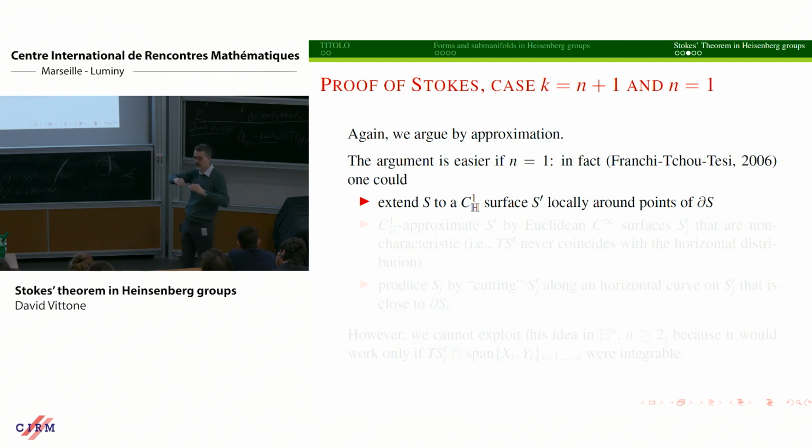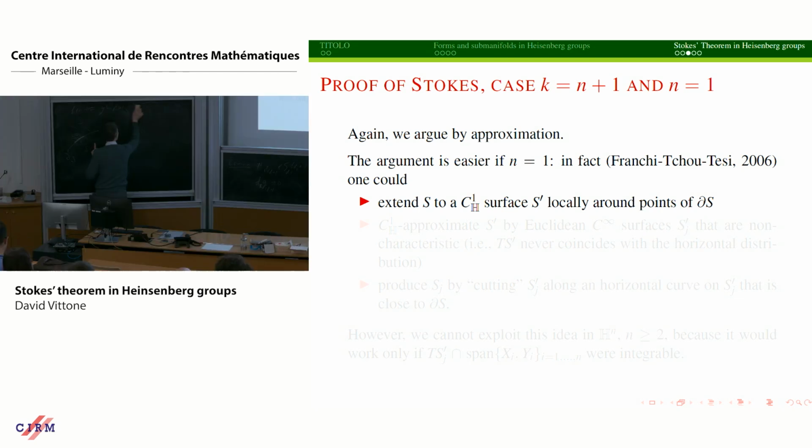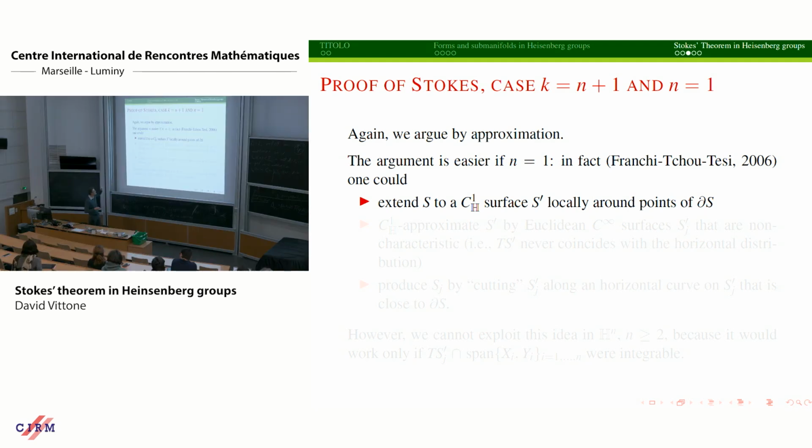a Legendrian, a horizontal submanifold, right? Again, we want to argue by approximation, but let me stress that the argument is easier when n is 1. So in the first Heisenberg group, which is R3, when you consider surfaces, so two-dimensional submanifolds, whose boundary is a horizontal curve, the approximating argument is quite easy. And in fact, it was discovered a long time ago by Franchi, Serapioni, and Serra Cassano.